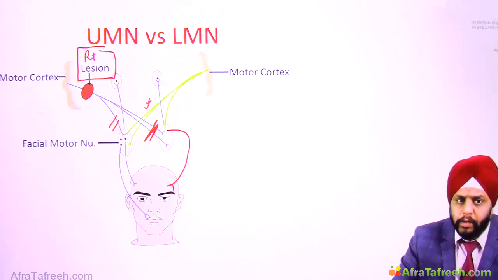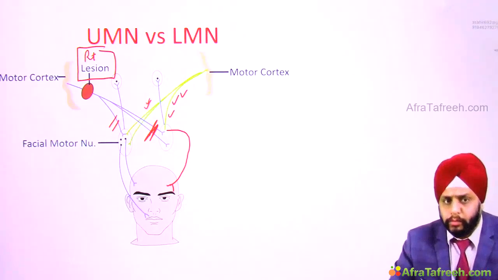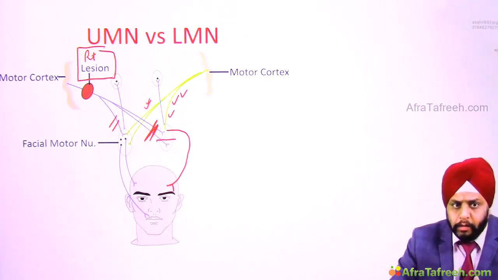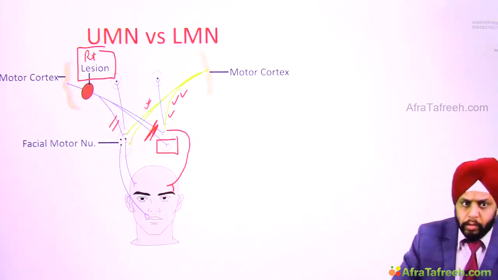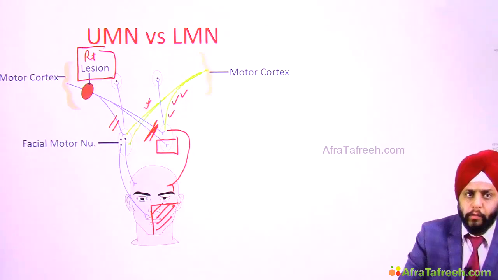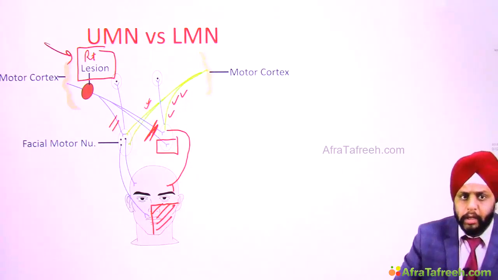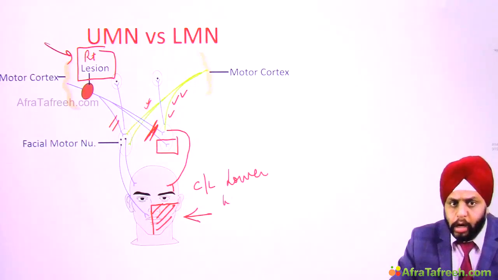Why? Because it is getting fibers from the same side motor cortex also. But the lower part is gone. The lower part is always supplied by the contralateral side only. So now this patient will not have the supply in the lower half of the face. Okay, so we have a lesion over here. The palsy is over here. So this is a contralateral, opposite side, contralateral lower half facial palsy.